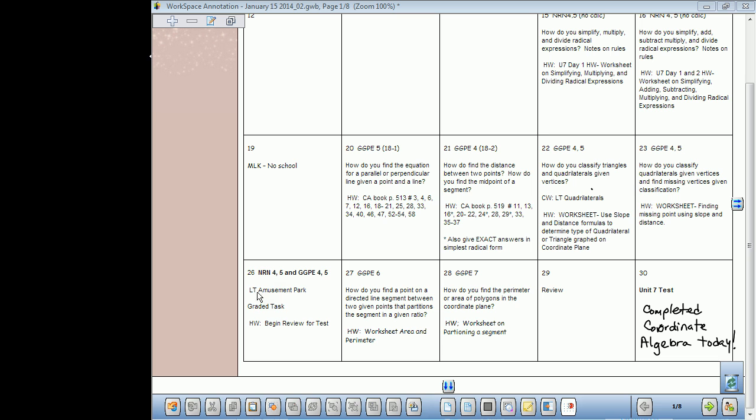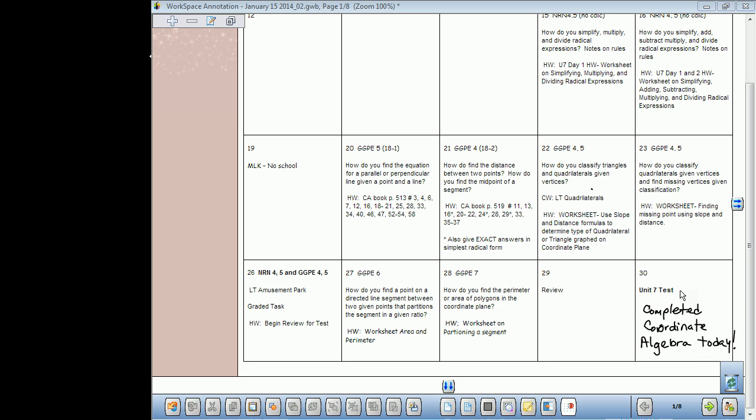And then on the 25th, we're going to do a learning task. It's kind of more of a culminating task, actually, about an amusement park, and you'll be able to work in groups on that, and that'll be a graded task. And then the next day, we're going to find a point on a directed line segment that partitions, that divides up that line segment into a given ratio. And then the last thing we'll look at is perimeter and area of polygons in the coordinate plane. So finding the exact perimeter and the exact area of polygons in the coordinate plane.